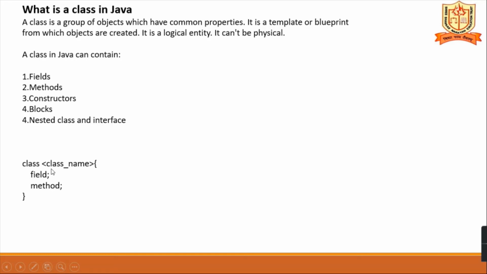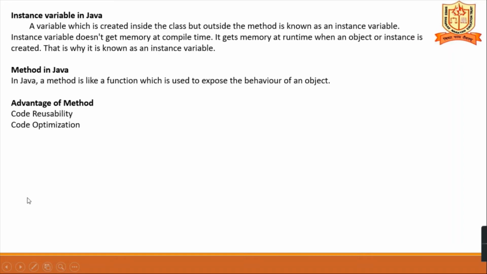Here the syntax is there. class is a keyword followed by the class name. The class name should be a valid identifier. And then the fields and methods you have to declare inside the braces. The class is followed by an open brace and ends with an end brace.